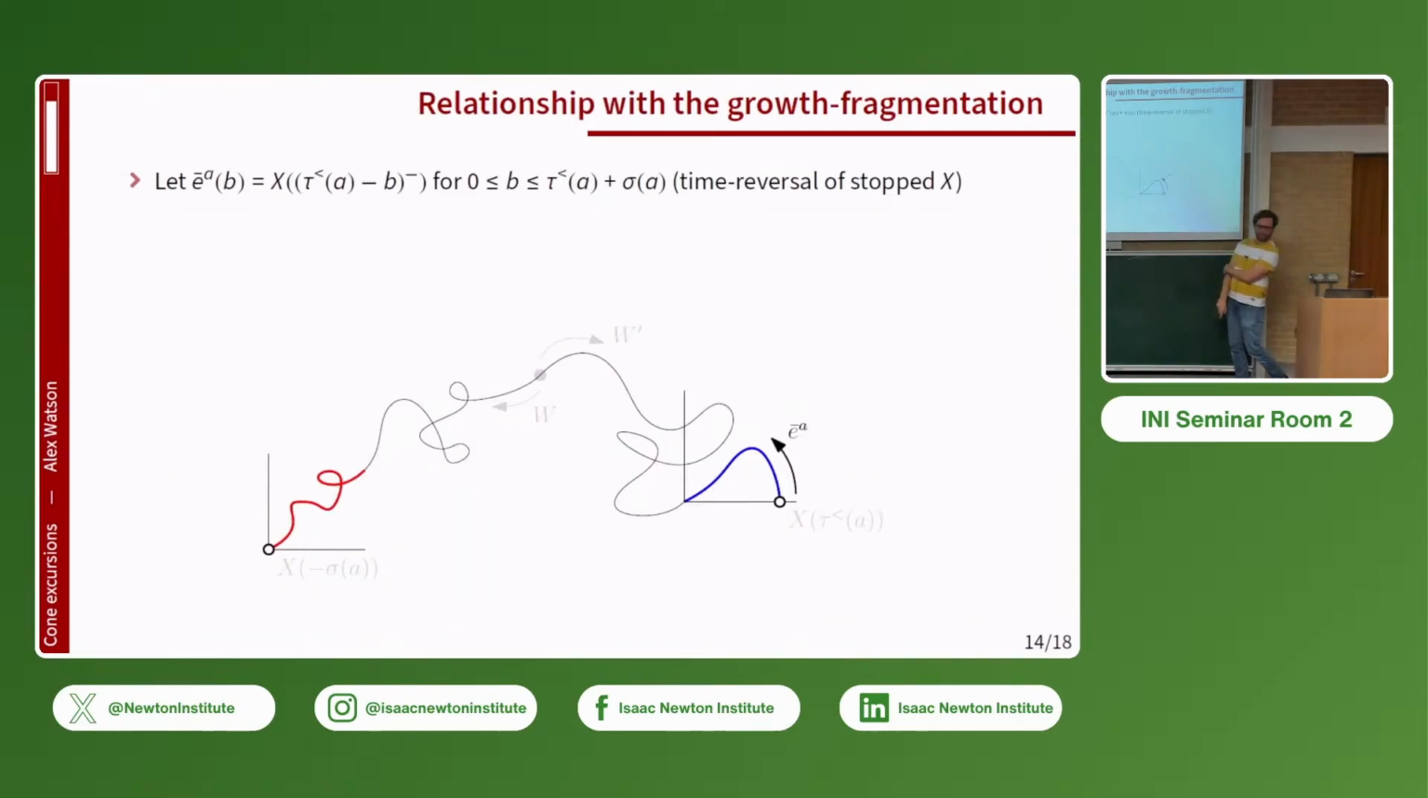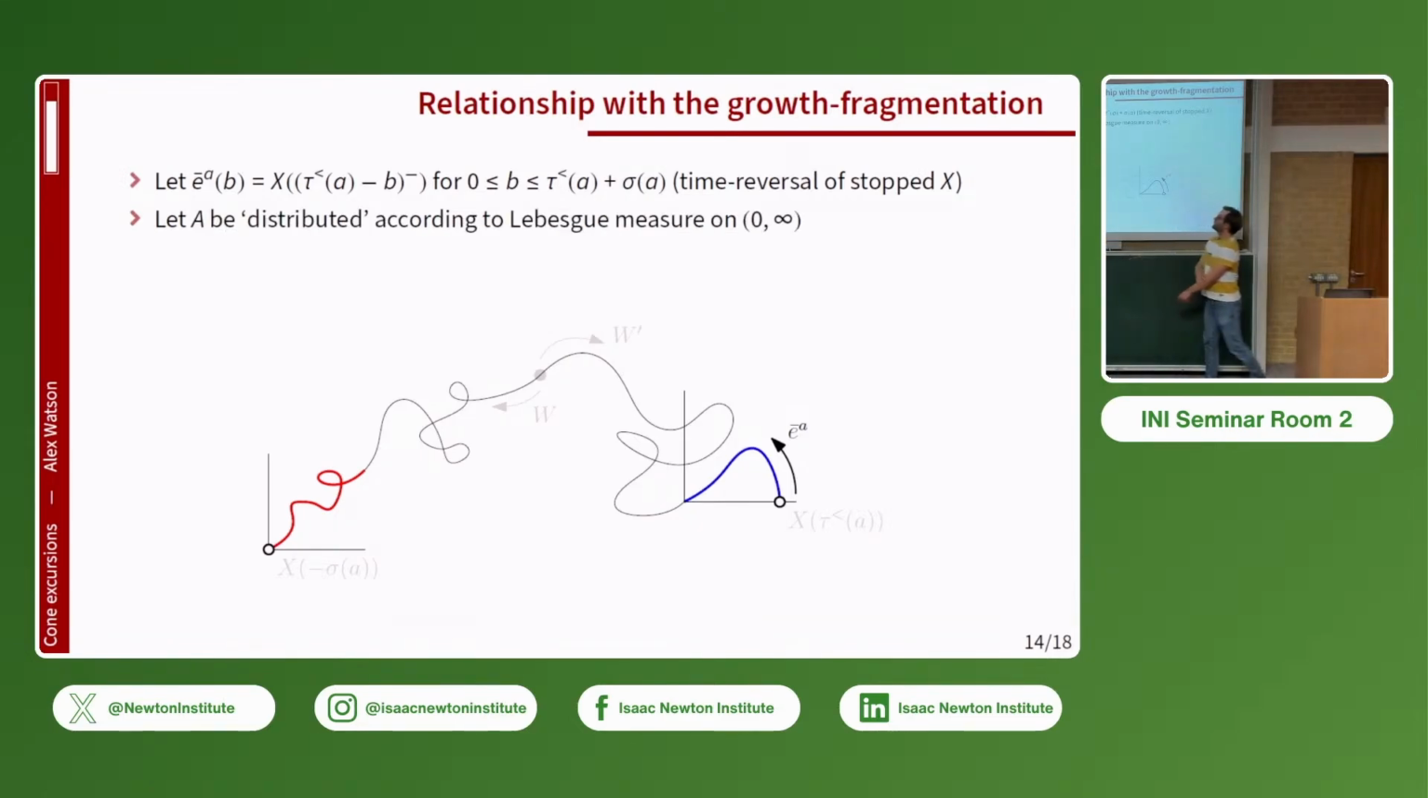And then I think this is probably the last slide with real maths on it in the talk. So I just want to give you why does this tell us anything about the growth fragmentation? Well, if I take this path that I built, sort of out of the marked point and going outwards, and I go to the end point here and time reverse it, I'm going to call this E bar A. This is a cone excursion ending with the apex here. I can do this for any A. Like I said before, I'm not constrained in how big A is. I can just build this out as long as I like.